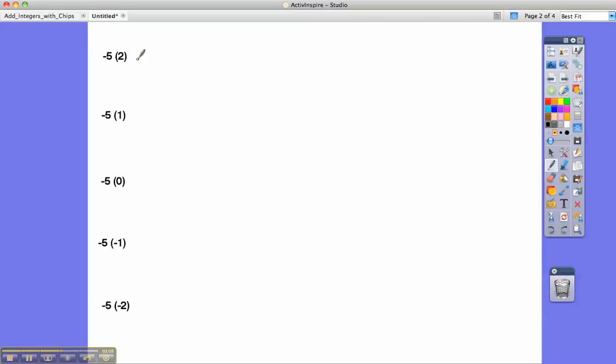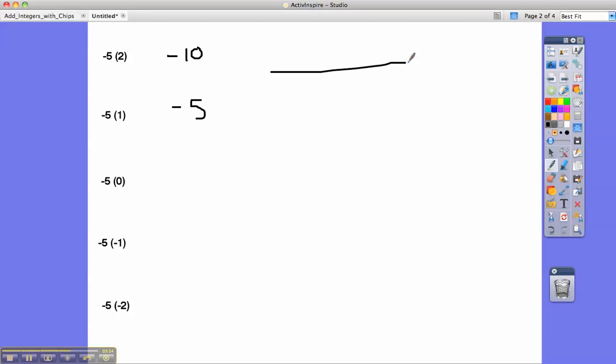So let's look at this other example. Negative 5 times 2. So if we follow what we said before, negative times a positive, so we know our answer is going to be negative. 5 times 2 is 10. Negative 5 times 1, that's 5 times 1 is 5. A negative times a positive is a negative. So notice we're going down by 5 each time. We're getting larger by 5.